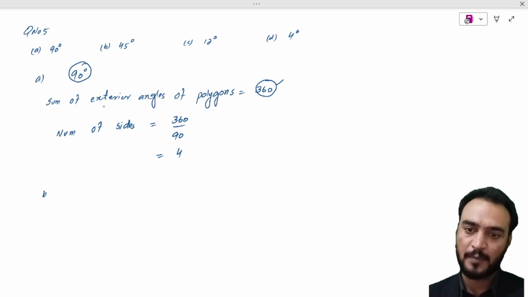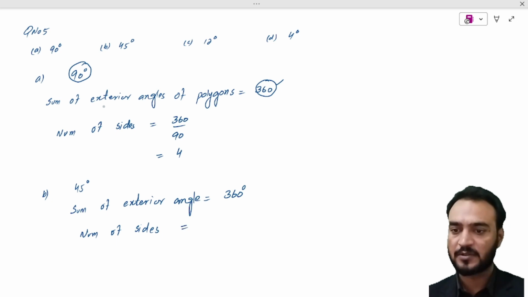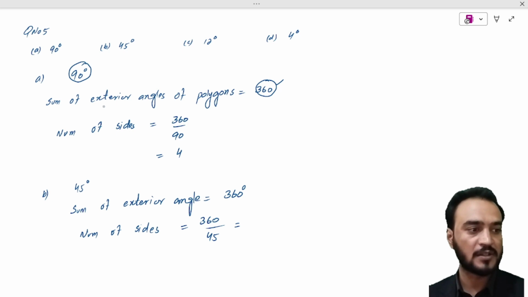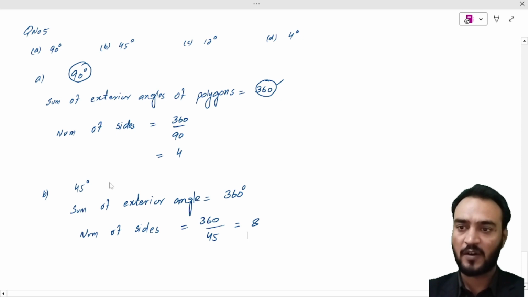Now let us solve part B, and part B is 45 degrees. It will be solved in a similar way. The sum of exterior angles is equal to 360 degrees. Dividing it by 45 we get the number of sides. So the number of sides is equal to 360 divided by 45. Dividing by 45 we get the answer, that is 8. So this polygon has 8 sides. Now we will solve part C.